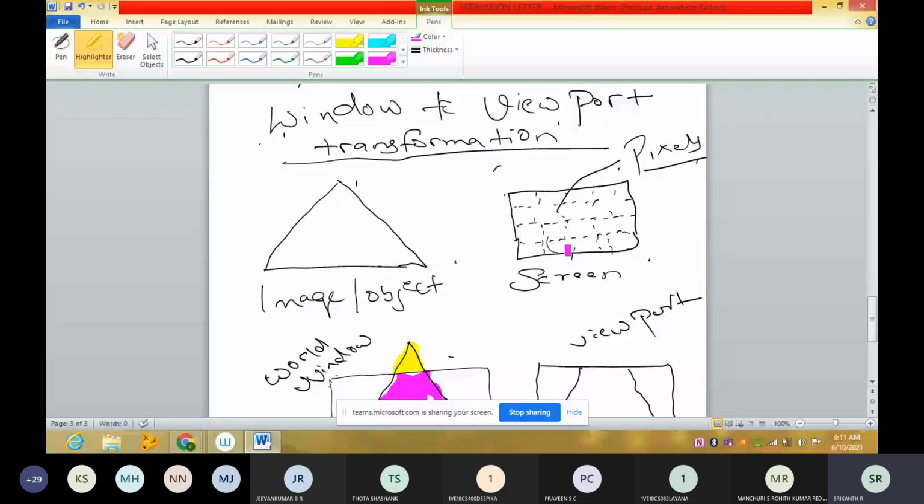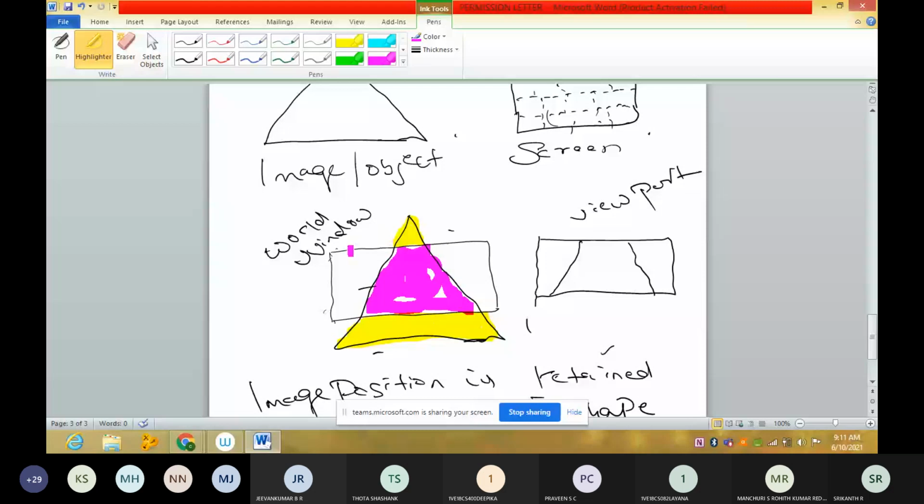Second, some part of the geometric object may be lying inside the screen, and some part may be lying outside the screen. See here, I have taken a geometric object as a triangle. If I draw a triangle, and this rectangle shape is the screen, the triangle is the image, and this rectangle, the boundary from ear to ear, is the screen for me.